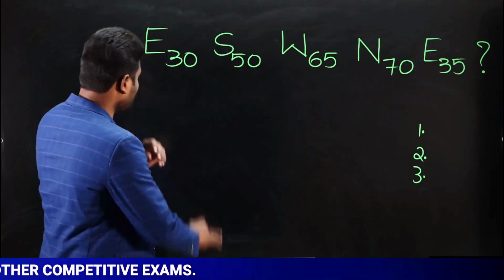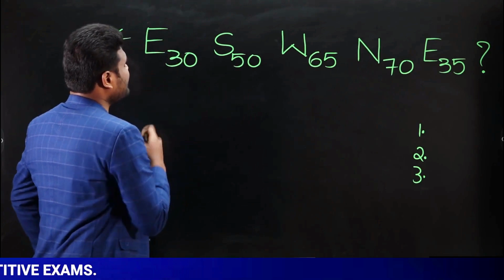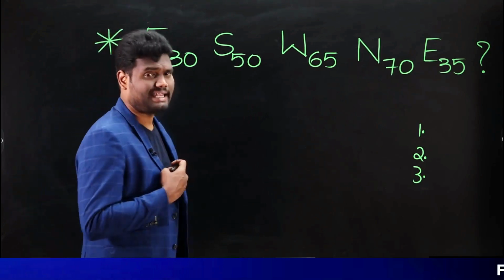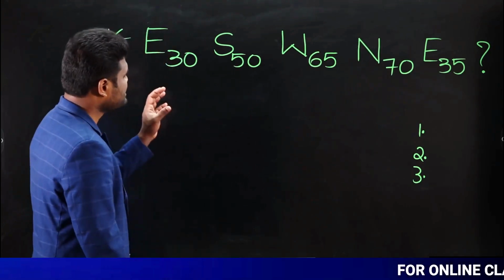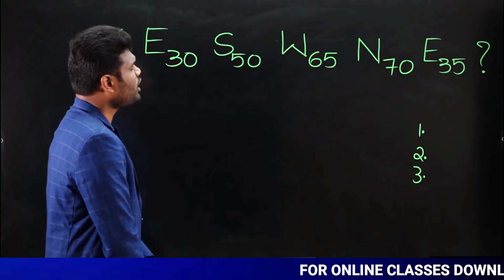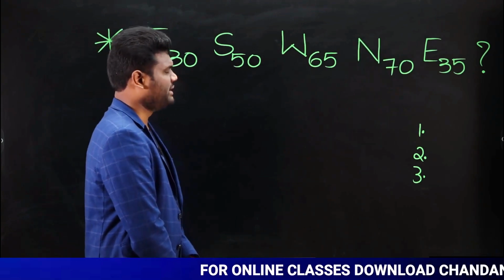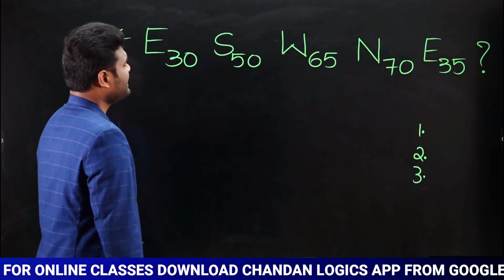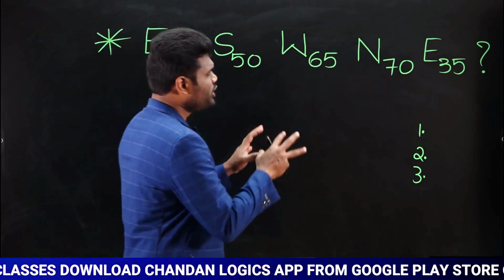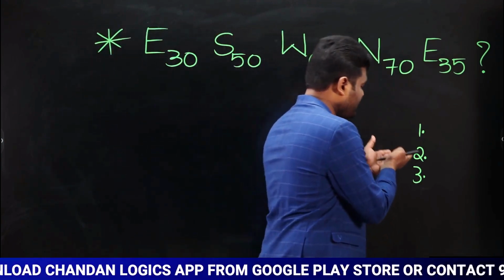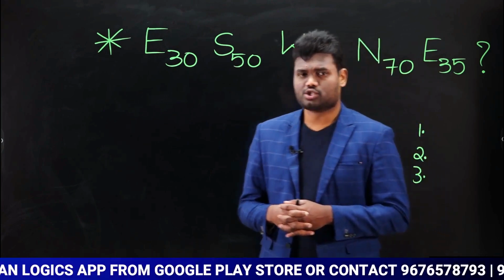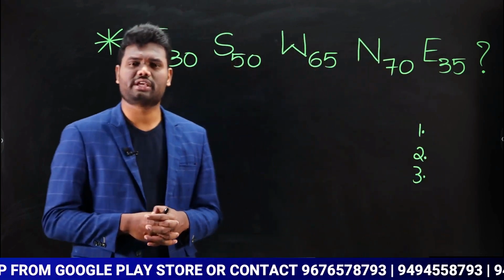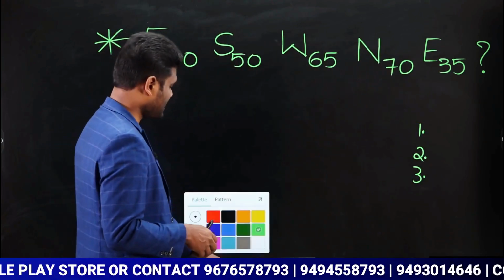Okay, I am repeating the question. Observe carefully. A person traveled towards east 30 meters, followed by south 50 meters, followed by west 65 meters, followed by north 70 meters, followed by east 35 meters. So you are supposed to say answers for these 3 questions. Okay, so just pause the video and try to say what the answer is. Now I am going to say the answer.